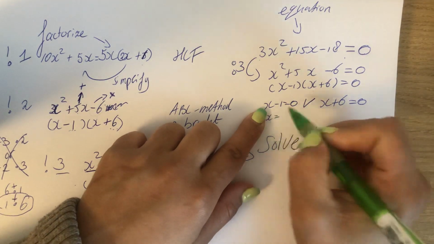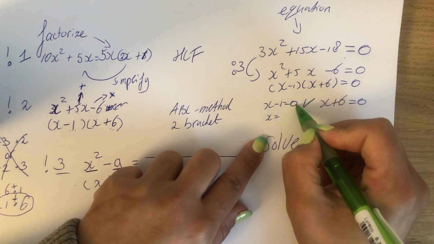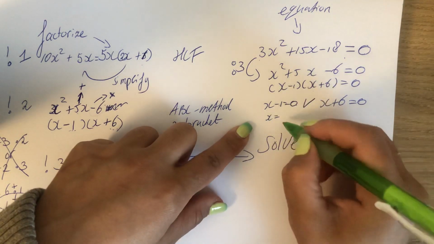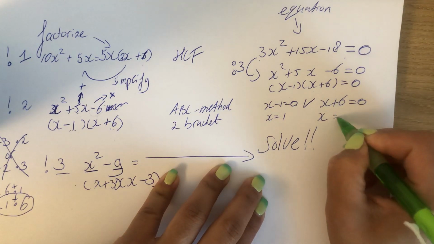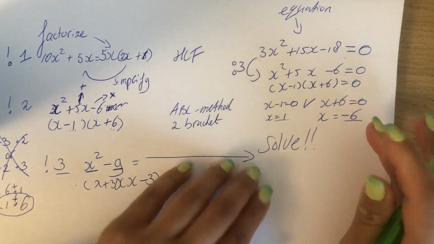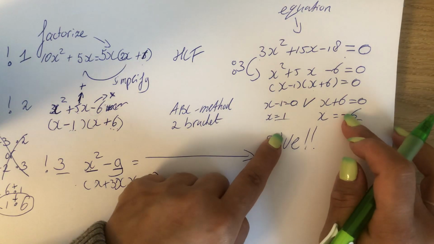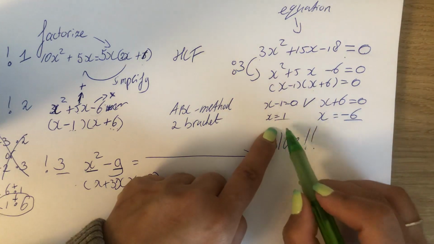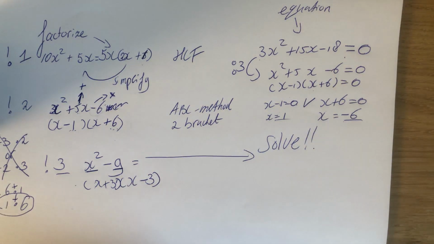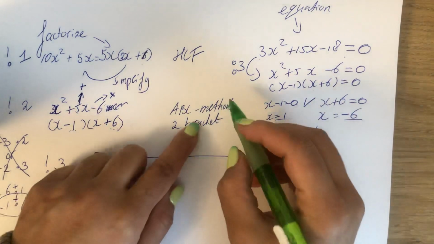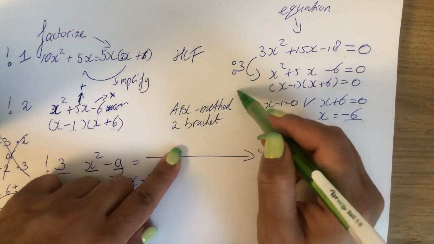What should x be? Well, bring minus 1 to the right hand side, or think logically, x has to be 1 because 1 minus 1 is 0. And over here, x has to be minus 6. So these are the solutions in such a way that if x is 1, we would get 0, or if x is minus 6, we would get 0. We used the factorizing method, the ABC method.